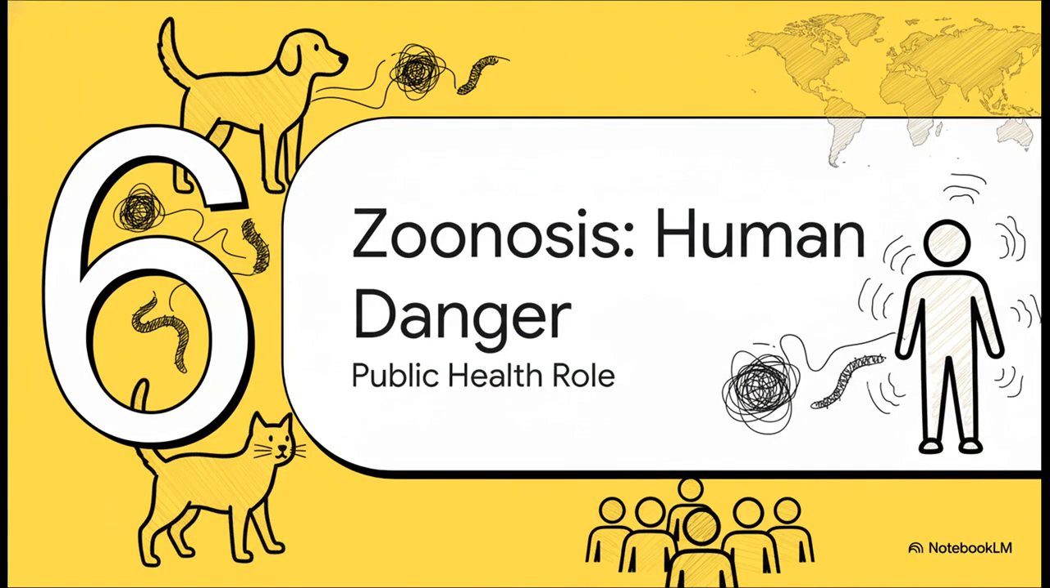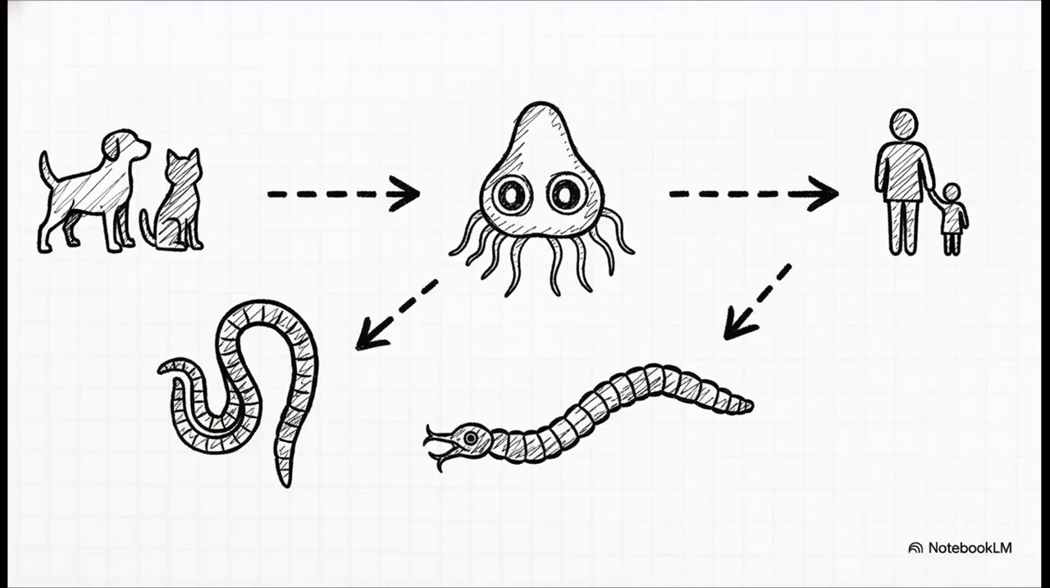Okay, for our last section, let's zoom all the way out to the big picture. And this part is really important because your responsibility as a veterinarian goes way beyond just your animal patient. Zoonosis. If there's one word you take away from this whole talk, I want it to be that one. It's when diseases jump from animals to people.